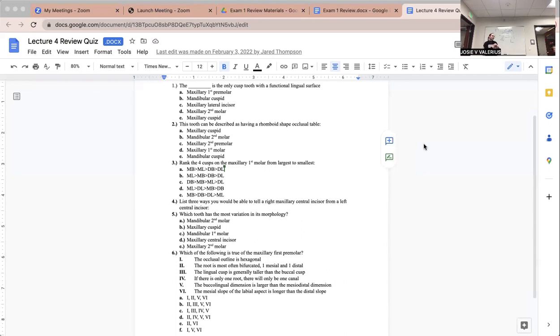Does that make sense, everyone? That was kind of confusing. Okay. And then which of the following is true of the maxillary first premolar? Yes, yeah, it is that.